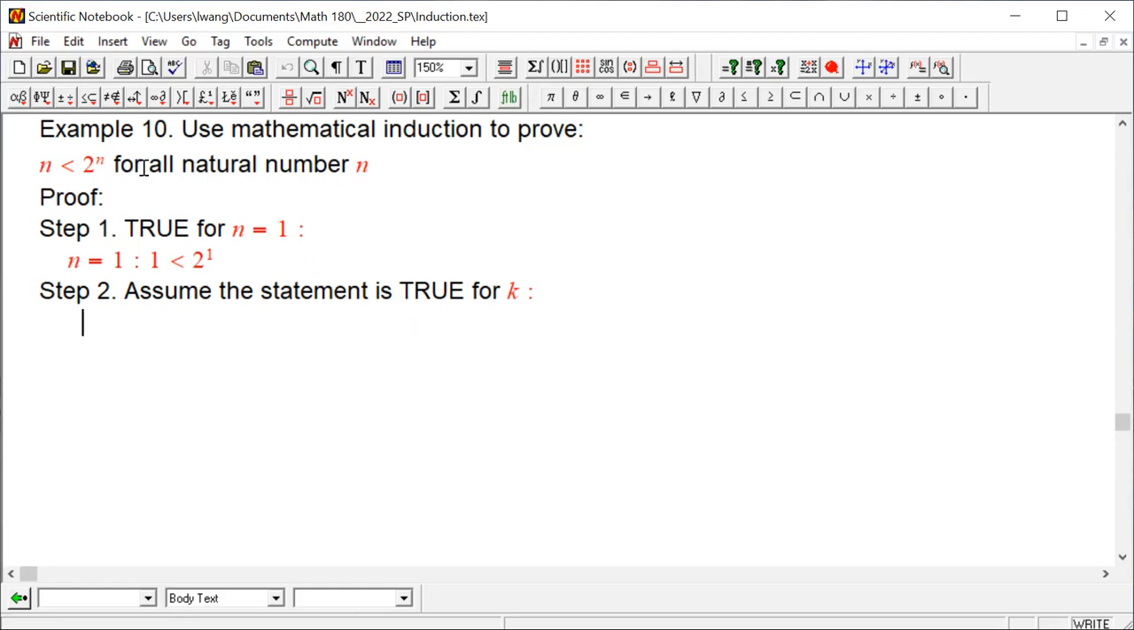What does that mean? If it's true for k, it means this piece is true. This is a k and this is a k, 2 to the power of k. To prove the statement is true for k plus 1, so what is to be proved is right here. This is going to be k plus 1, and that's going to be k plus 1.